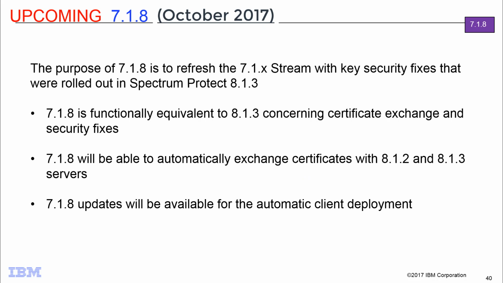On slide 40, I did want to mention an upcoming release of Spectrum Protect version 7.1.8, and you'll see that in October. The purpose of 7.1.8 is to refresh the 7.1 stream with the key security fixes that we've rolled into Spectrum Protect 8.1.2 and 8.1.3. So 7.1.8 is going to be functionally equivalent to 8.1.3 when it comes to certificate exchange and security fixes. You will see that your 7.1.8 servers will be able to exchange certificates with 8.1.2 and 8.1.3 servers, and your 7.1.8 updates for those clients will be available when you do your automatic client deployment.